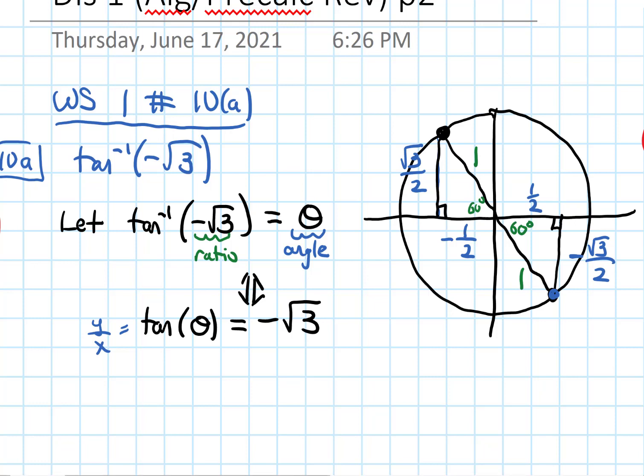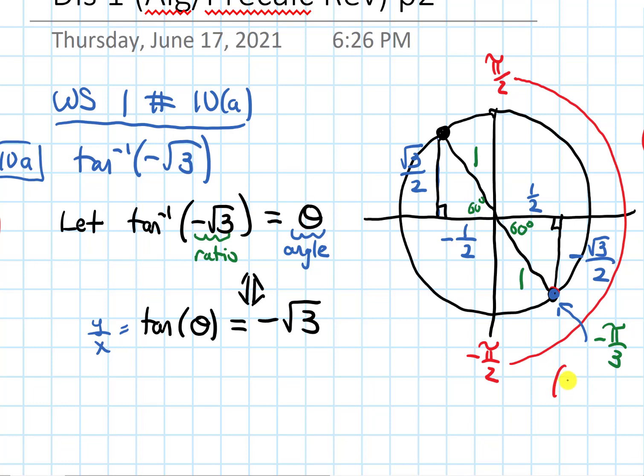What I need to remember is that with inverse tangent, the angle is restricted to be between negative pi over 2, which is here, and pi over 2. So we're limiting the angle to be in this range, which means we have to be talking about this point. And that angle, I need to write it as an angle between negative pi over 2 and positive pi over 2. So that is going to be negative 60 degrees, or negative pi over 3.